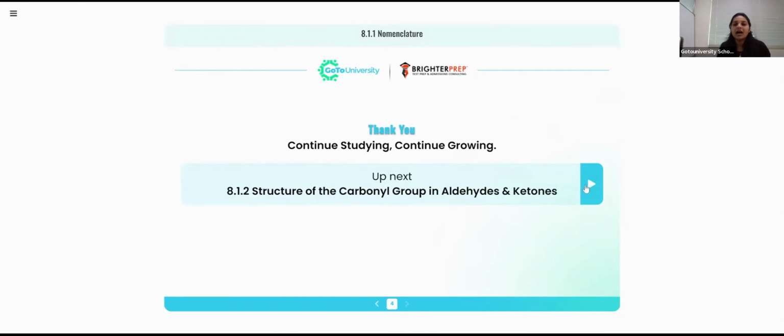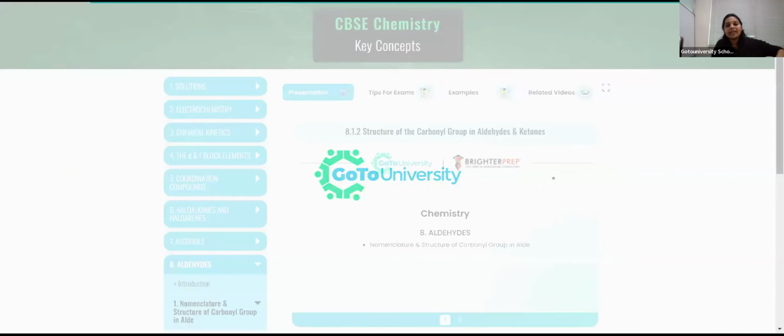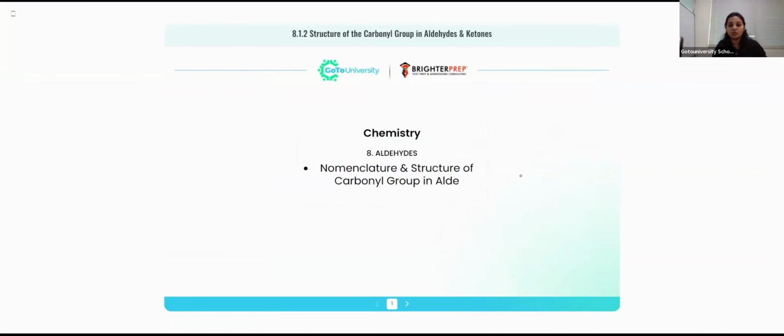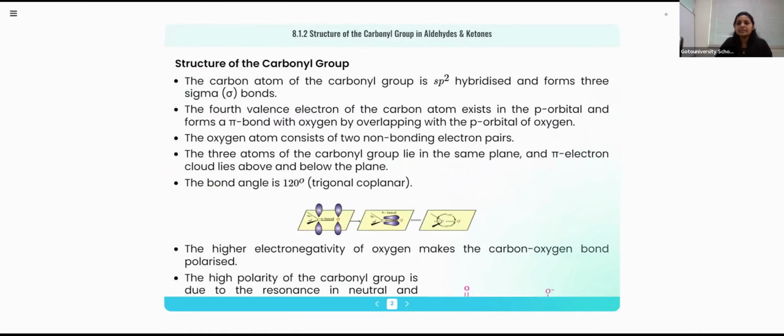Structure of the carbonyl group in aldehydes and ketones. In both aldehydes and ketones, we know there is a carbonyl group, right? Then what is the structure of this group? Listen, this is very important. The carbon atom of the carbonyl group is sp2 hybridized. As I told you in the previous classes, if the carbon atom contains a double bond, the hybridization of the carbon should be sp2.